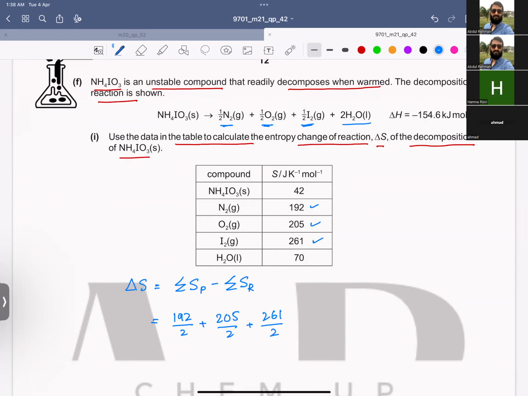Then I have 2 moles of water, so I would do 2 times 70, and the sum of all these gives me the sum of the entropy of the products, right? Minus the entropy of the reactant, which is NH4IO3, and its entropy is 42. It's 1 mole, so I just put 42 over here.